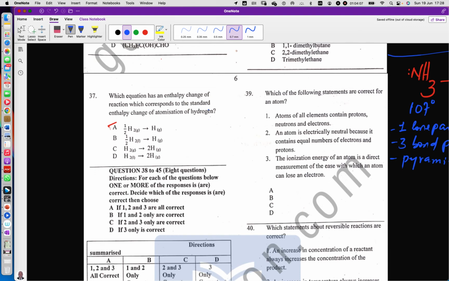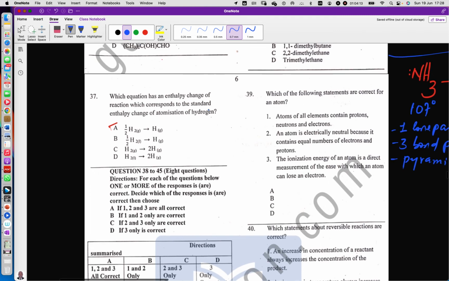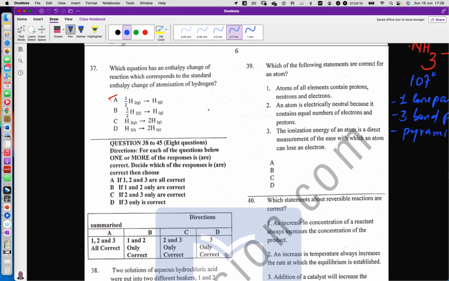So the right answer for question number 39 is 1, 2, and 3. And 1, 2, and 3 is A. Question 39, the answer is A.